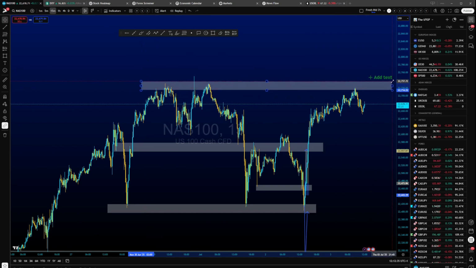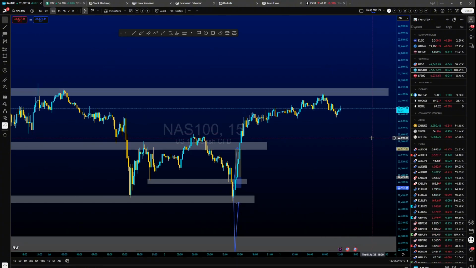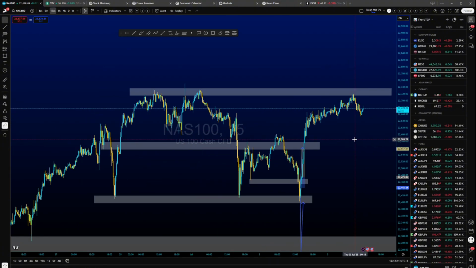NAS 100 is looking quite nice. Major commercial area above price action at the moment. Real major one, so less of a chance of that one breaking through. We have an ascending level rising up through here. Looks like a break, close, retest of that is currently taking place.